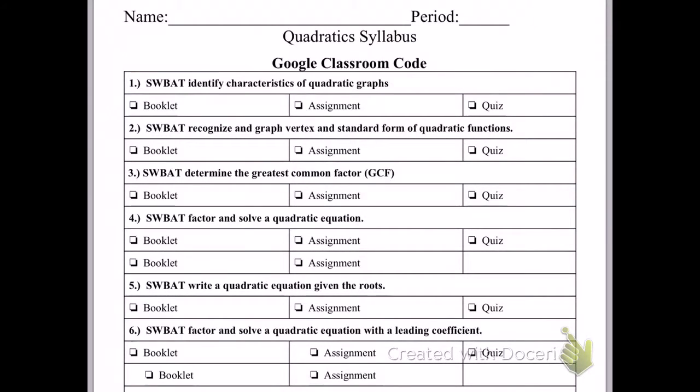Hello, Algebra 1. I am back, and we are going to learn how to graph in standard form.